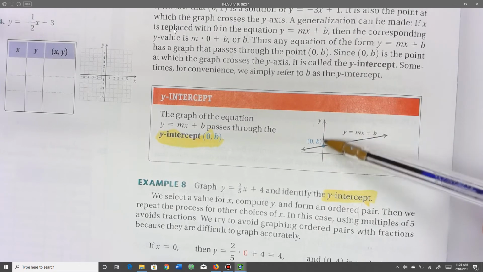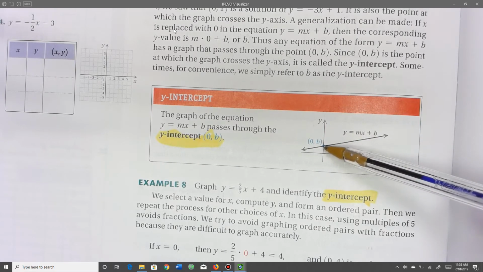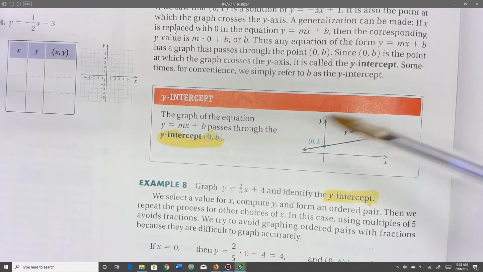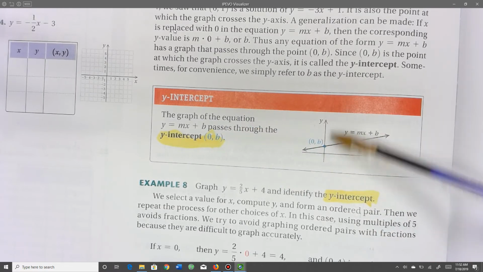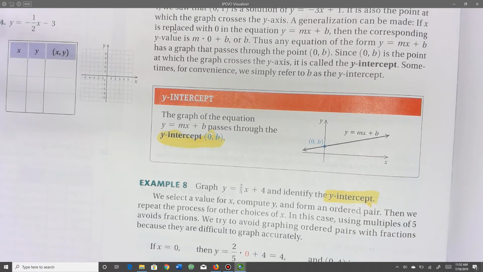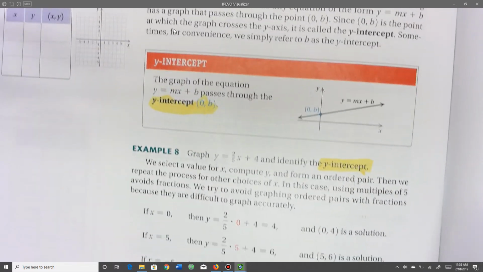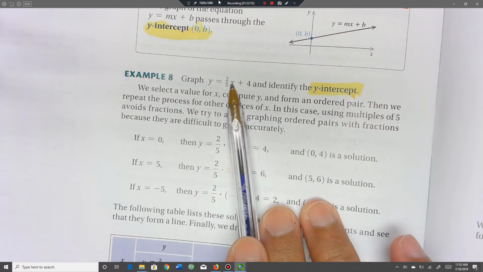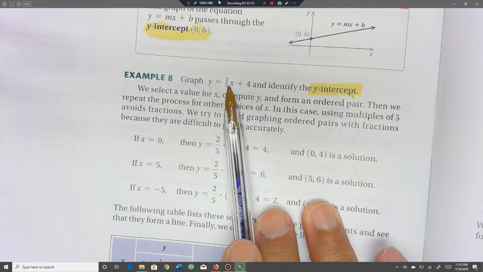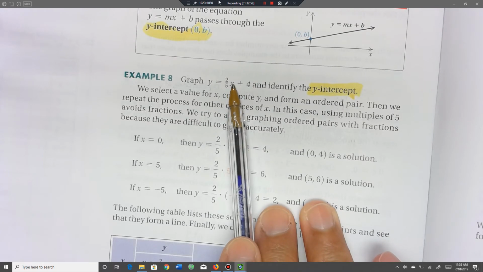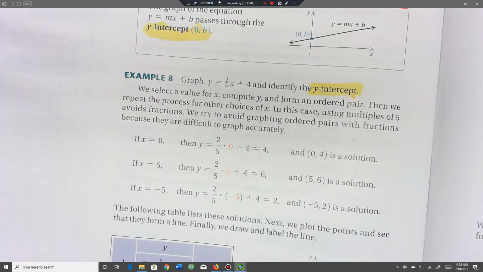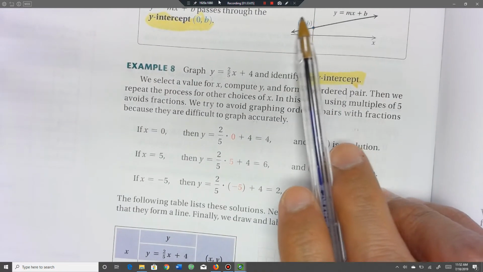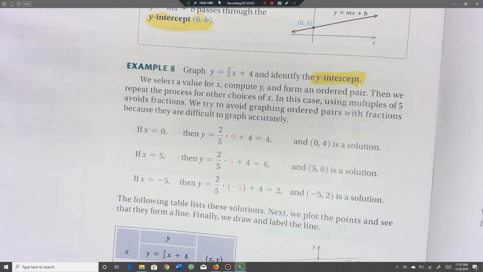If you can remember that the y-intercept is always going to have an x value of 0. Always. If you can remember that, you can find the y-intercept just by looking at the graph and plugging in the value of 0 for your x. Then just solve for your y, and that's going to be your ordered pair. That is going to be your y-intercept or your points. All right.